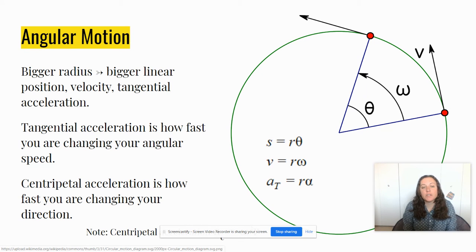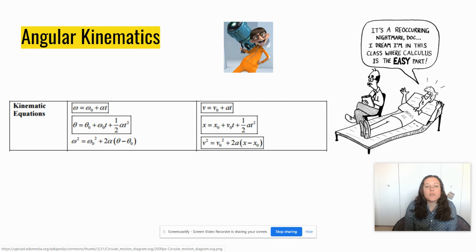So tangential acceleration is how fast you're changing your angular speed. Centripetal acceleration is how fast you're changing your direction. These equations are the exact same equations that we learned at the beginning of last school year, except instead of v, we're using omega. Instead of x, we're using theta. Instead of a, we're using alpha. Time is still the same. Remember, whatever is a vector in linear is still a vector in angular, and all of the calculus equations still apply.